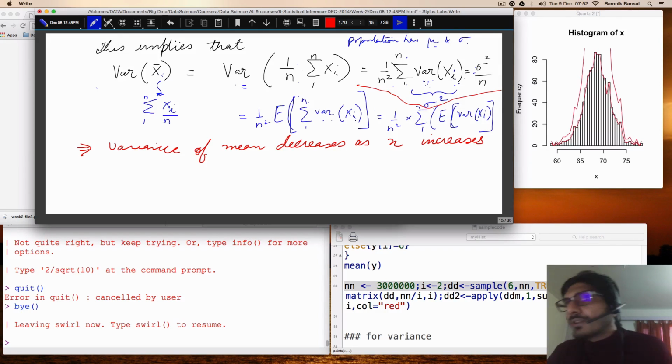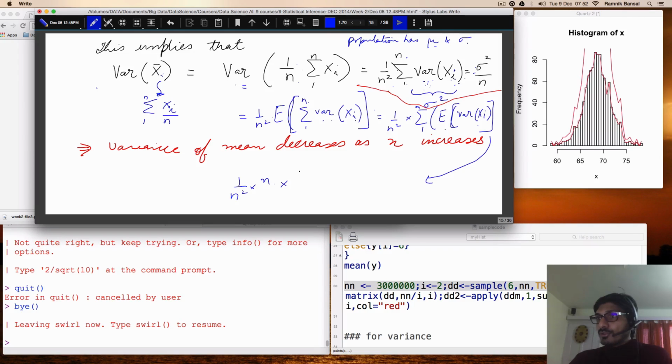Okay. Right. So now if I pick this up further, so it becomes 1 upon n square, and then this expected value will come out to be some constant. So summation of 1 from 1 to n will make it n, and into, what is that expected value? That'll be nothing but sigma square, because that's the variance of xi. Now this expectation is over the population. So I get sigma square by n. Is this clear? So population will have this.